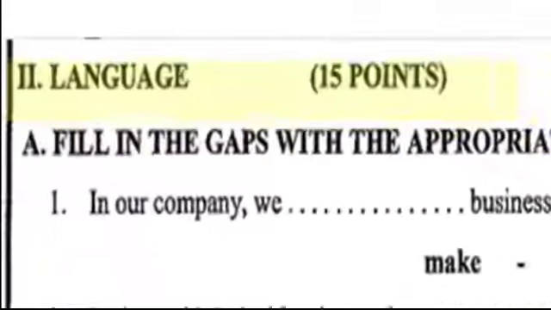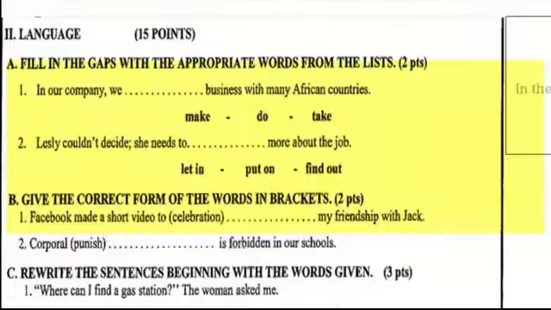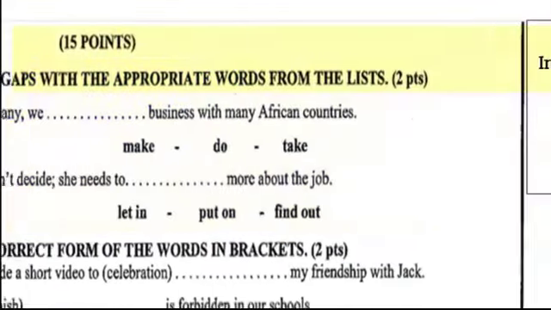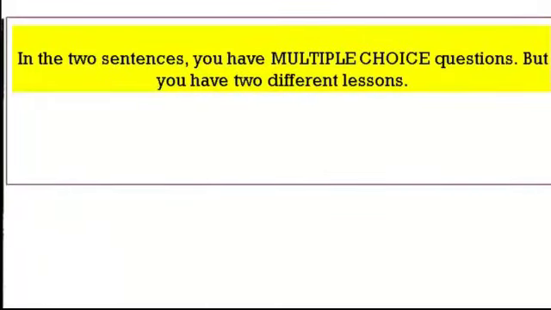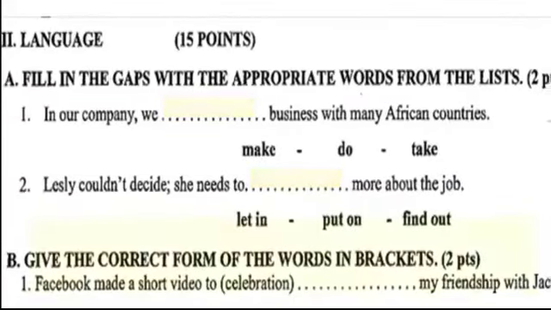In the language section, as you can see here, we have 15 points next to it. Concerning language, we have question A. We have 2 sentences, and in these 2 sentences we have what we call multiple choice questions, because you have 2 different lessons. Now let's go to the second question, B.